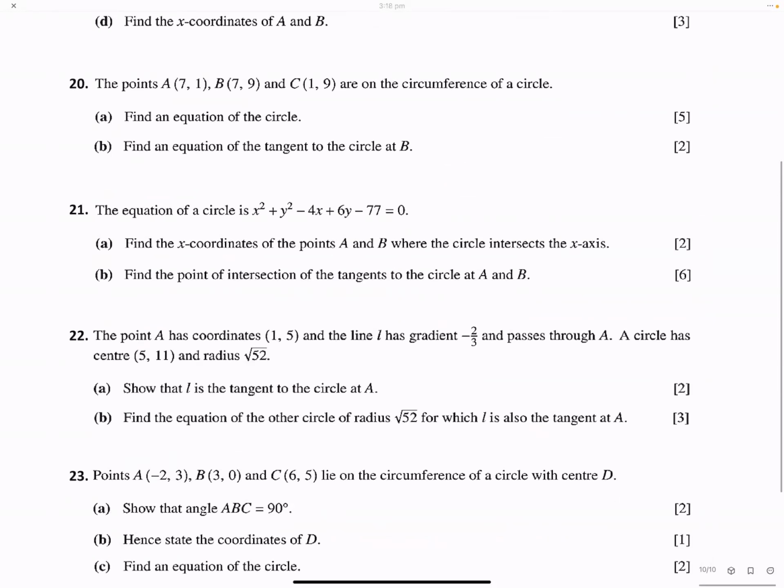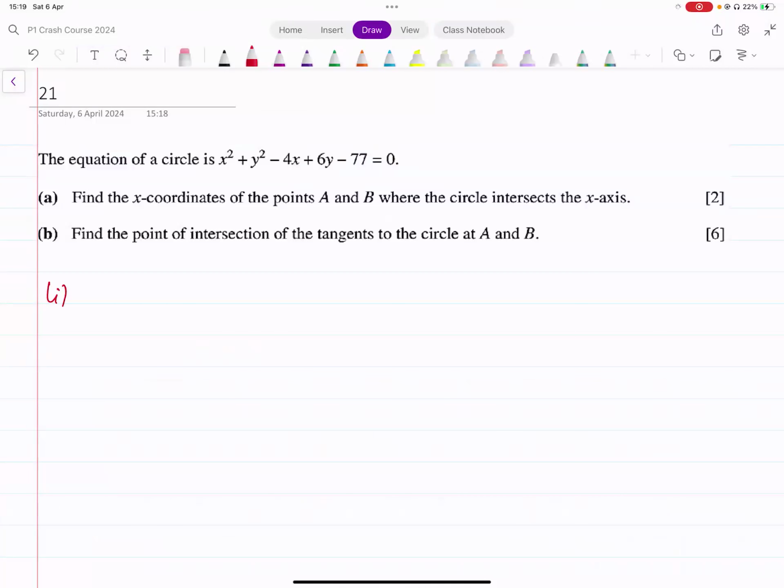It says the equation of a circle is x squared plus y squared minus 4x plus 6y minus 77 equals 0. We need to find the x coordinates of the points A and B where the circle intersects the x-axis. So what does that mean? That's the x-intercept, right? So we're looking for the x-intercepts of this circle.